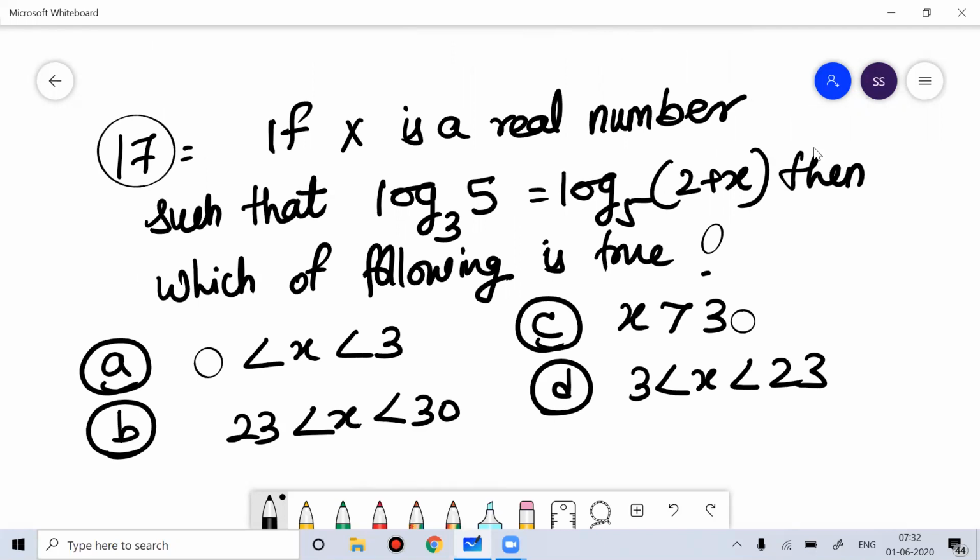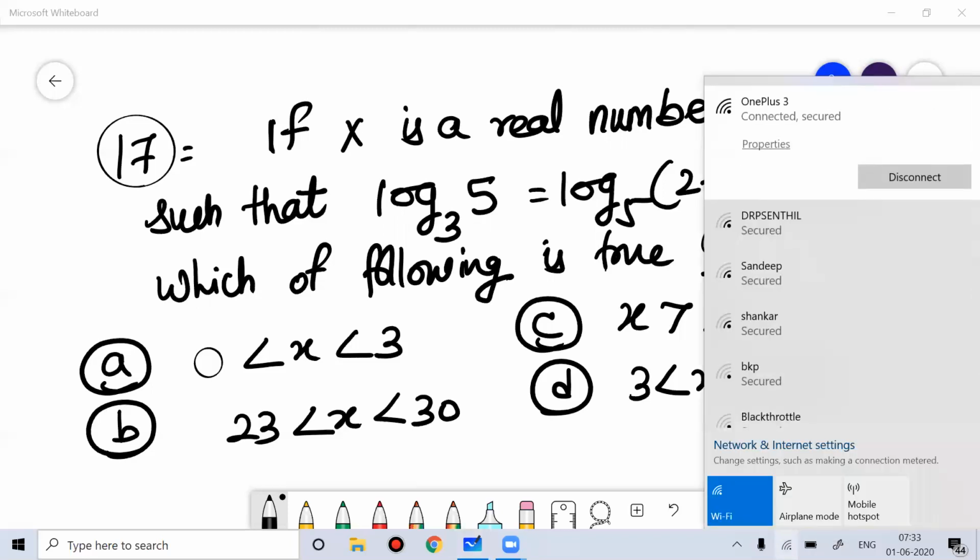So this is the next question. What we need to solve: if x is a real number such that log base 3 5 is equal to log base 5 of 2 plus x, then which of the following is true? These are the four options. These are inequality-based logarithm problems, so you need to solve these kinds of problems by working with inequalities. That way it can really help you get the answer.